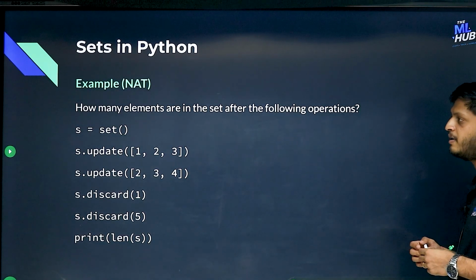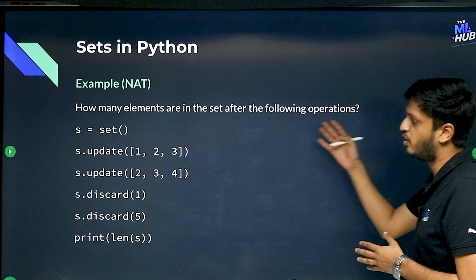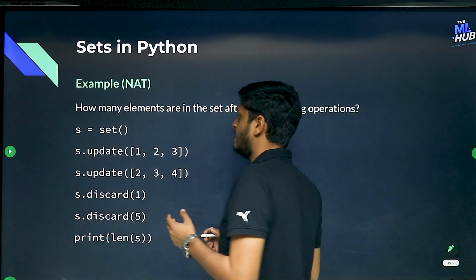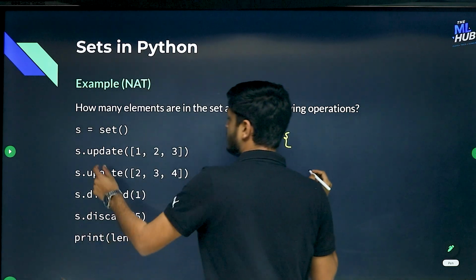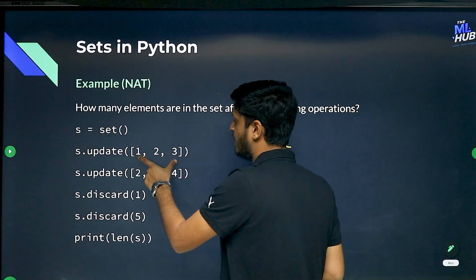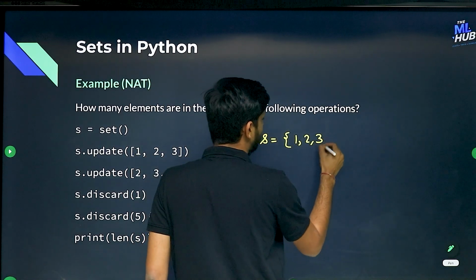Moving on to the next example. How many elements are in the set after the following operations? After all these operations, how many elements will be there in the set? So let's see, S is a set, empty set. So S is an empty set currently. Now you say S dot update 1, 2, 3. Update function takes an iterable. Here we have an iterable, so 1, 2 and 3 will be added in the set.